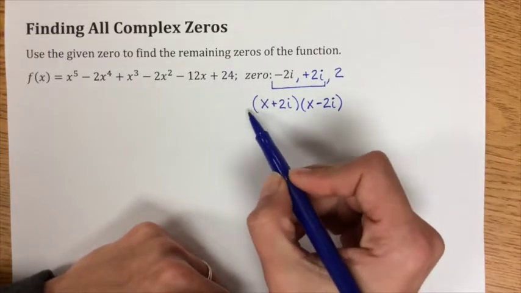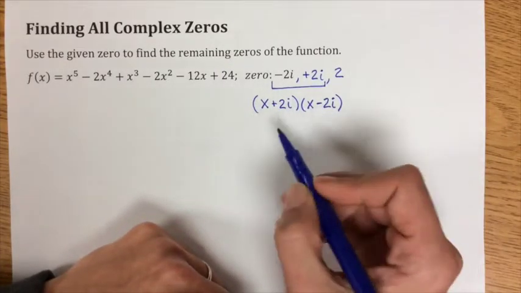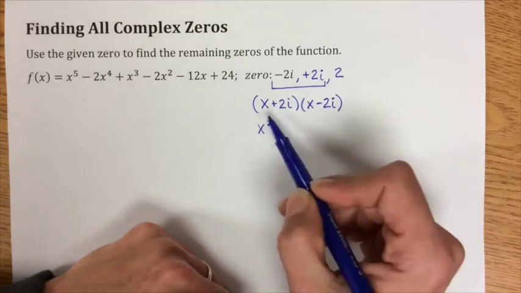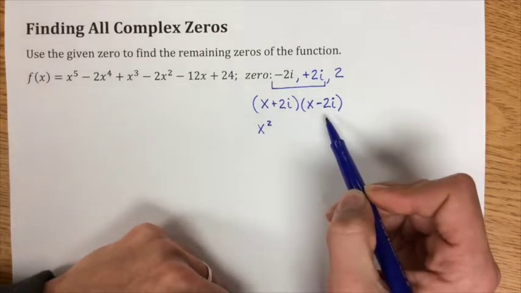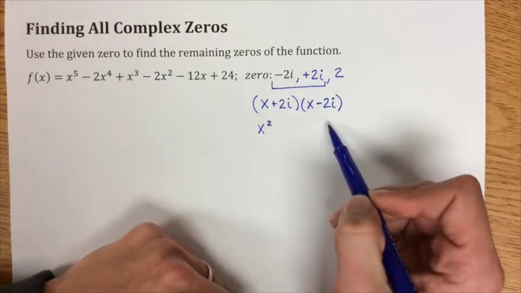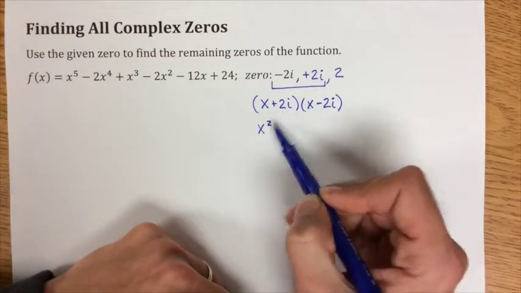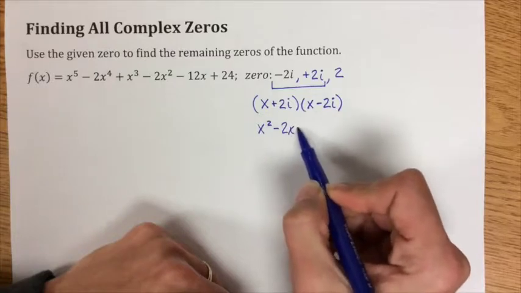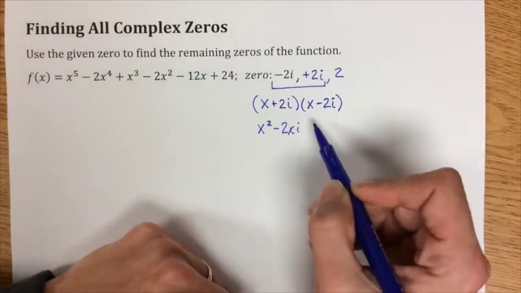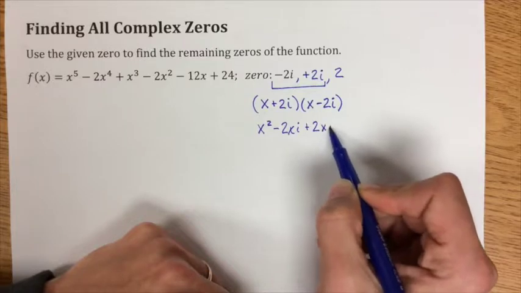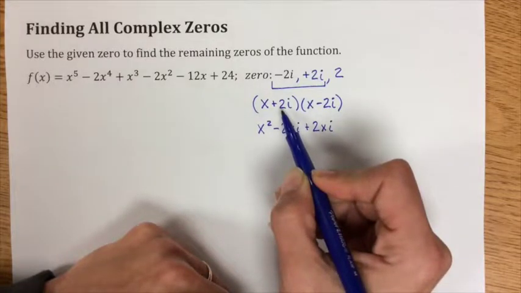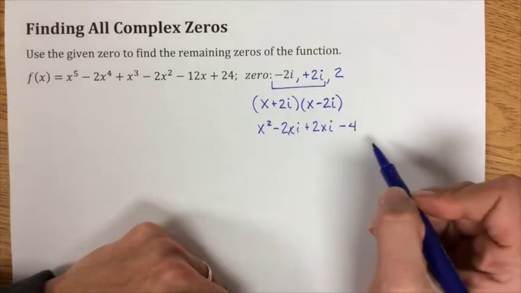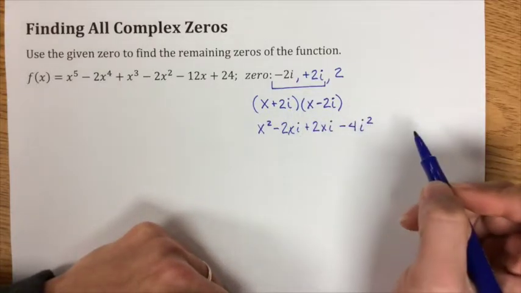So let's multiply these two together, and we're going to say x times x is x squared. You might notice that this is the factored form of a difference between 2 squares, but if you don't, no problem. Go ahead and multiply it out. X times x, x squared. X times negative 2i is negative 2xi. 2i times x is plus 2xi. And 2 times negative 2 is negative 4. And i times i is i squared.